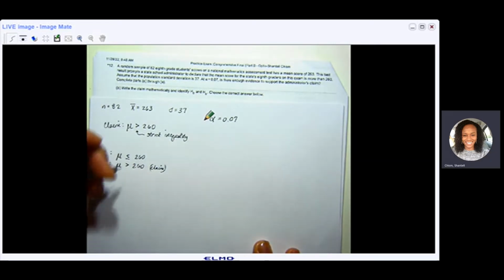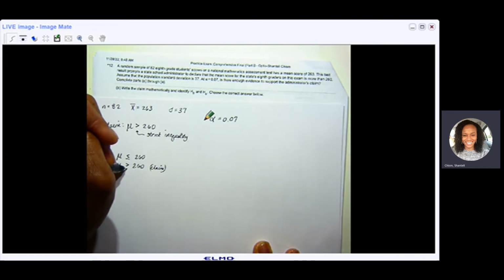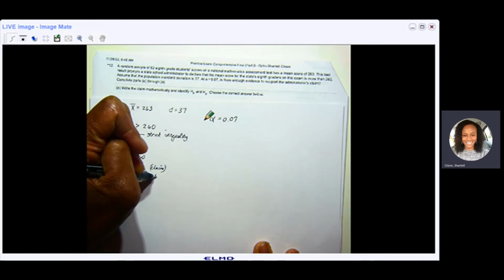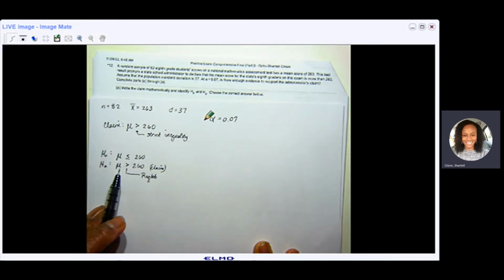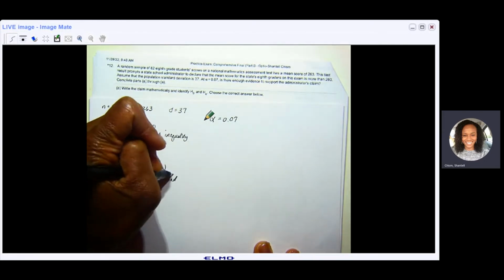Okay. Now, let's draw a picture that illustrates what kind of test this is. HA tells us that this is a right-tailed test. The symbol used in the alternative hypothesis tells us what kind of test we have. This is a right-tailed test.